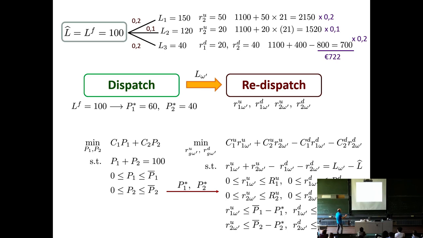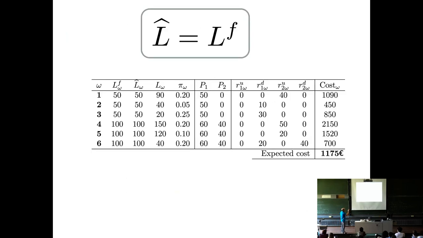Okay? This is the summary, this is the math that we have done in the previous slide. And we take the expectation, which is a weighted expectation because the scenarios have different probabilities. And this is the expected cost that we're going to get in the end. This is the actual expected cost of the forecasting approach, where the uncertain estimate of the load is made equal to the forecast.